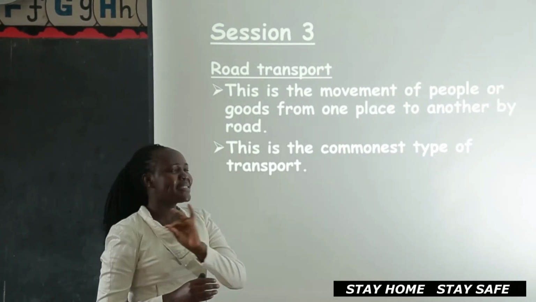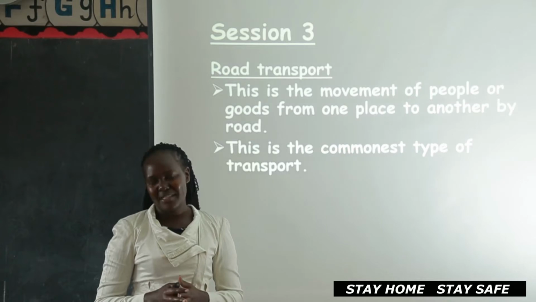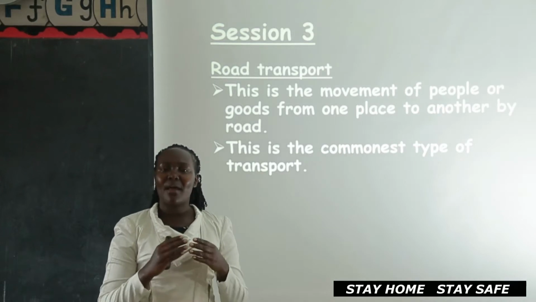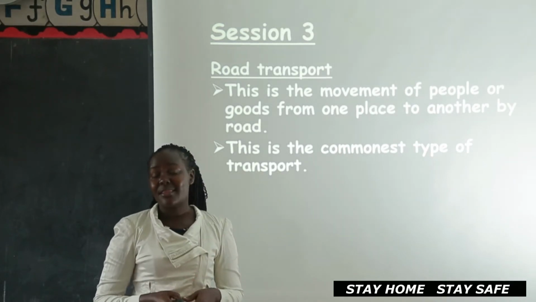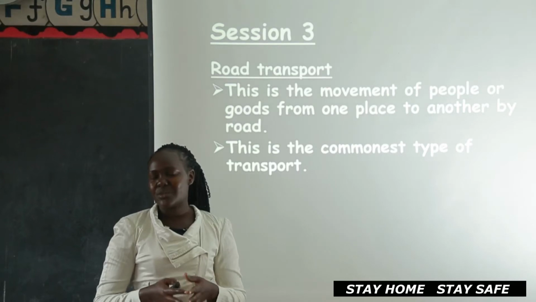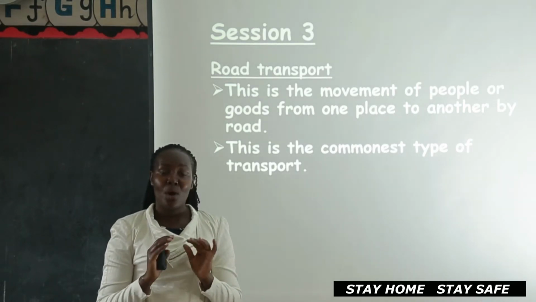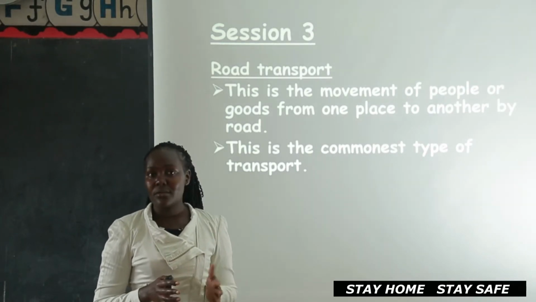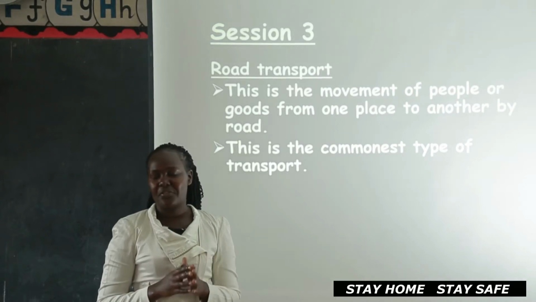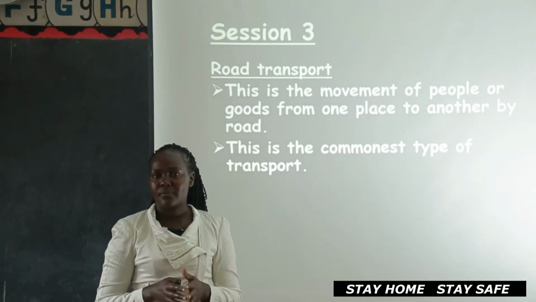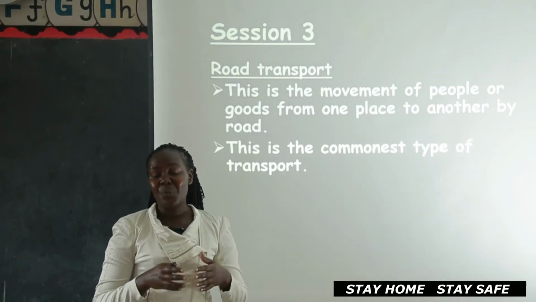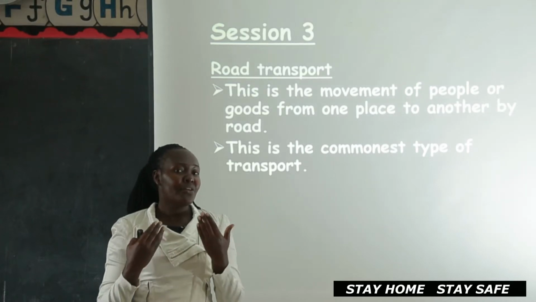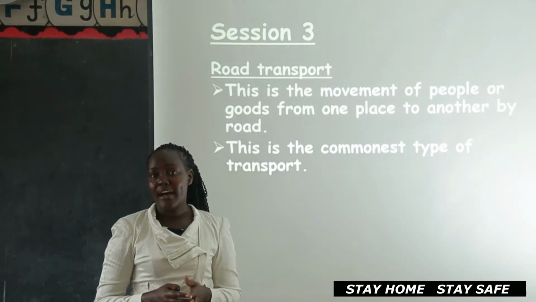And road transport is the commonest type of transport. It is the commonest because everywhere in our areas, in our communities, there are roads. So this makes it to be the commonest type of transport. Do we agree? Even right now when you look outside, you will have to see different roads or different paths that you can use and will help you reach your destination or reach different places you would love to go to.